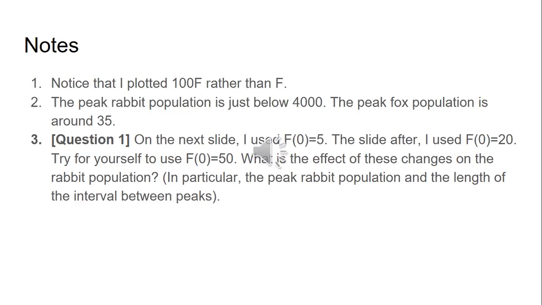So the question I want you to look at is, on the next couple of slides, I gave different initial fox populations, 5, then 20. And I want you to try for yourself an initial fox population of 50 and see what effect these changes have on the rabbit population. So in particular, do we still see that wave motion, which then kind of dies out and seems to settle on a particular value? What is the peak rabbit population? And what is the length of time between those peaks? And how does that change as we change the initial number of foxes?